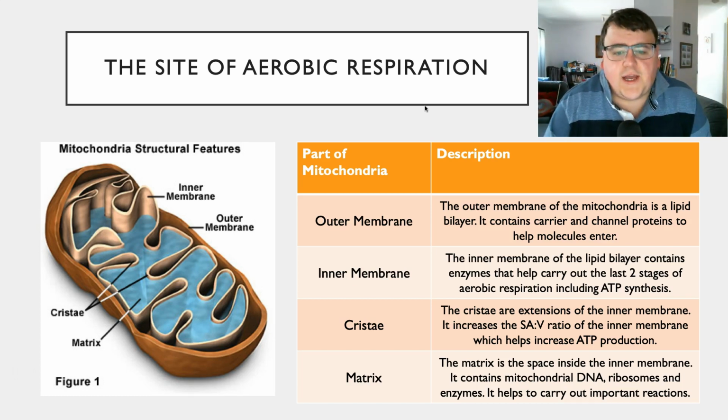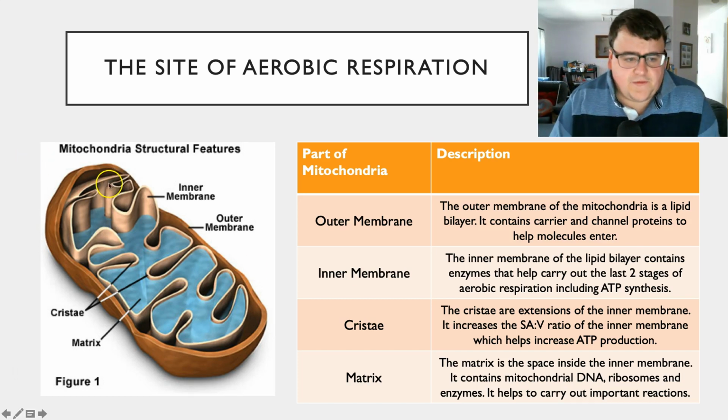So first off, we're going to start with the outer membrane, which is this membrane here on the outside, which is the outer membrane of the entire mitochondria. Just like a normal cell membrane, the mitochondria's membrane is made up of a lipid bilayer, and that lipid bilayer actually contains carrier and channel proteins that are going to help molecules enter the cell and exit the cell. There's also some enzymes that are embedded within the outer membrane that will just help speed up some processes.